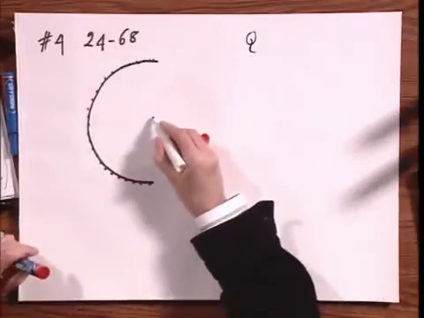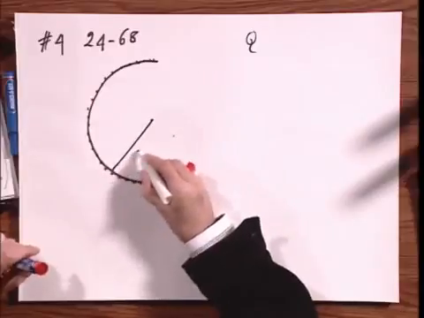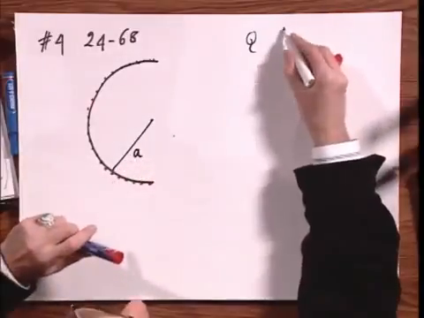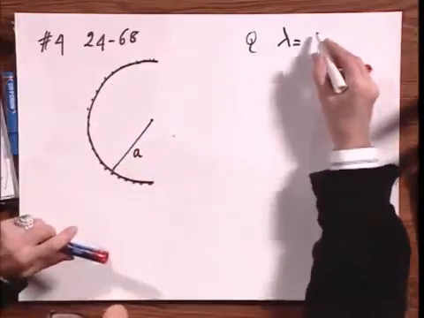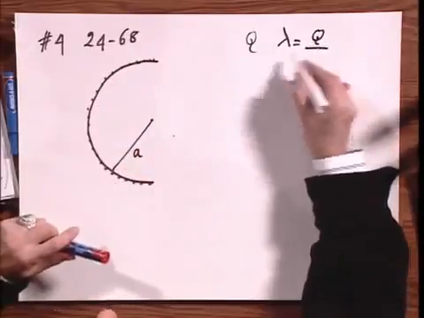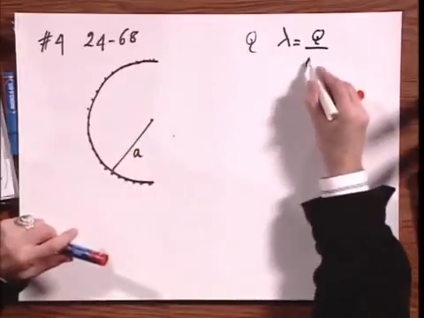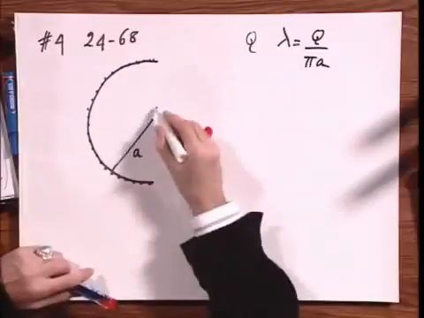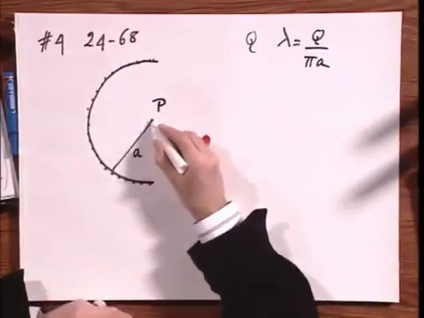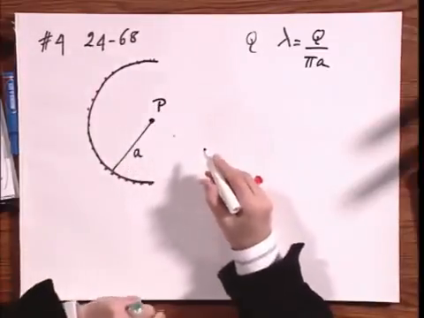The radius of the arc is A, it's only half an arc, and so lambda, if you want to express it in how many coulombs there are per meter, lambda would be Q divided by half the circumference, so that is pi A. And now you're being asked, what is the potential at that point P, right at the center of that arc?